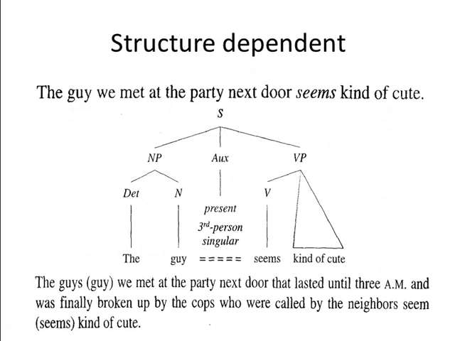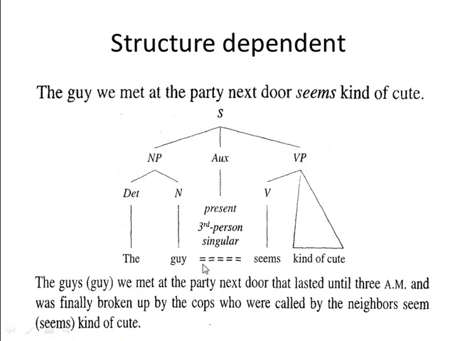Okay, we have structure dependence. So it's also about the binding, the relationship. We have the sentence: The guy we met at the party next door seems kind of cute. If we draw the phrase structure tree, we have sentence or tense phrase, noun phrase, auxiliary and verb phrase, and then we have the guy seems kind of cute. Why do we have this? Suppose that we have a longer sentence. Here we lengthen this sentence: The guy we met at the party next door lasted until 3 a.m. and was finally broken up by the cops who were called by the neighbor seems kind of cute.